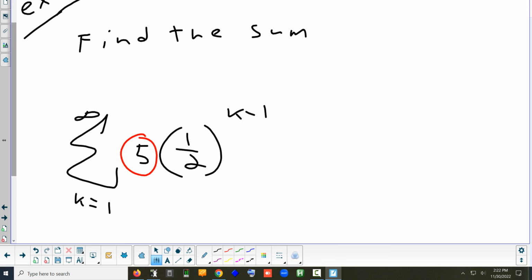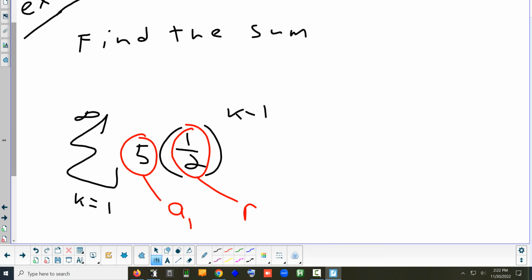What is that? That's my first term, right? If you forget it's your first term, fill in 1 for k, and you'll get 1/2 to the 0 power is 1, and 1 times 5 is 5. So that's my first term. What's the 1/2? That's what I'm multiplying by, and what letter is that in my formula? R. That's my R.